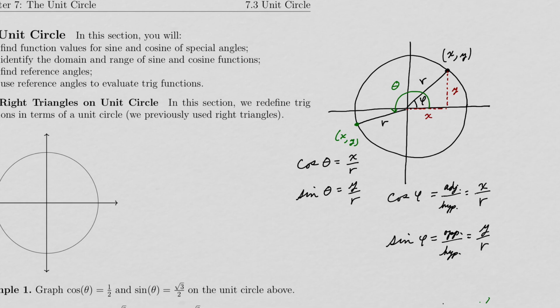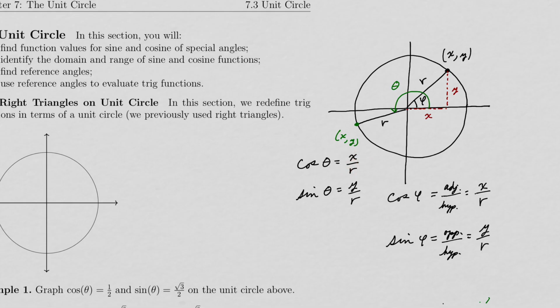You could even have an angle that goes around several times. It could be cosine of 500 degrees, where it goes around more than once. Or cosine of 250 degrees. Whatever it is, it's defined to be x divided by r.